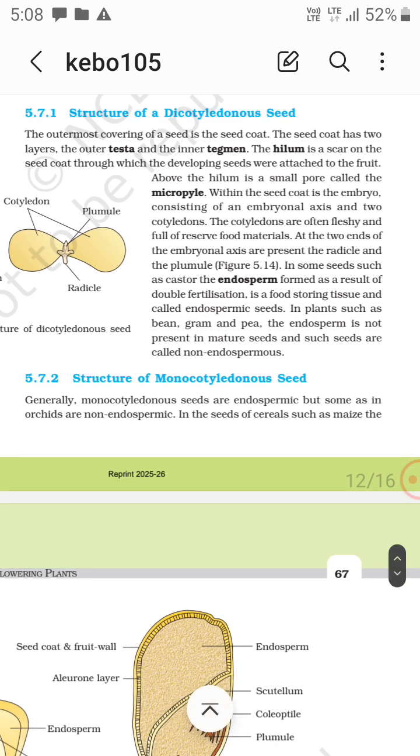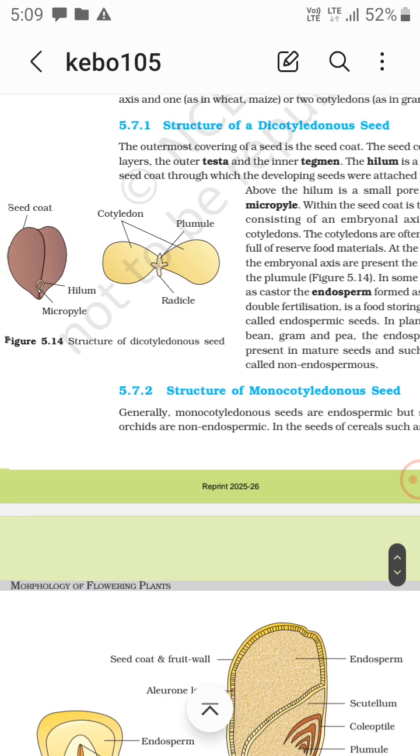Castor, the endosperm formed as a result of double fertilization, is a food storing tissue, and these are the endospermic seeds. So in plants such as bean, gram, and pea, the endosperm is not present in mature seeds, and such seeds are called non-endospermous seeds.